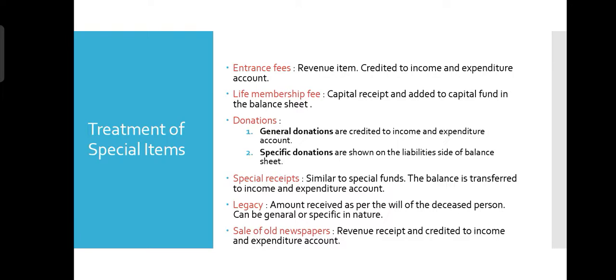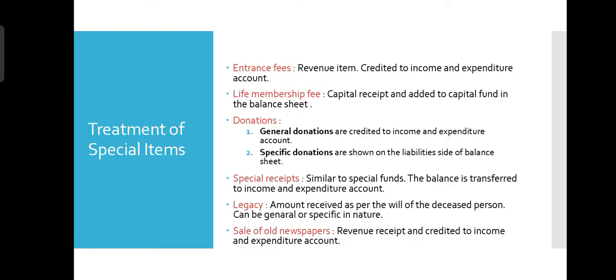Okay, then the next one is special receipt. Special receipt is also similar to specific donation. Okay, you are receiving that receipt for a particular reason, and that receipt can only be utilized for that particular reason only. So you will show that amount in the income and expenditure account after adjusting. If any expenses arise in relation to that receipt, you will deduct it and show the net in the income and expenditure account.